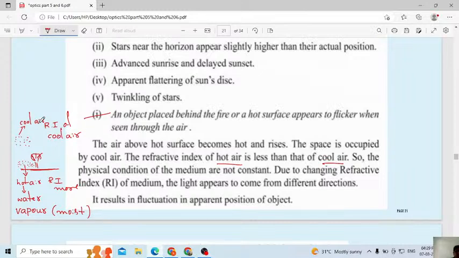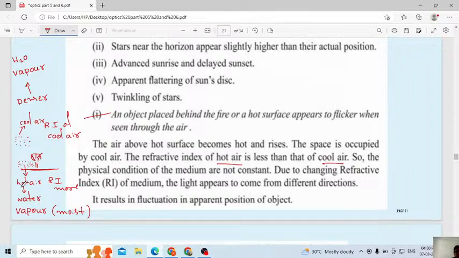Okay, because the cool air will be denser. Why is cool air denser? Because it contains water vapor. Correct, no? Why is it denser? Because it contains water vapor. Because of this water vapor, the medium is denser. If the medium is denser, the refractive index is more. See how they are related to one another.